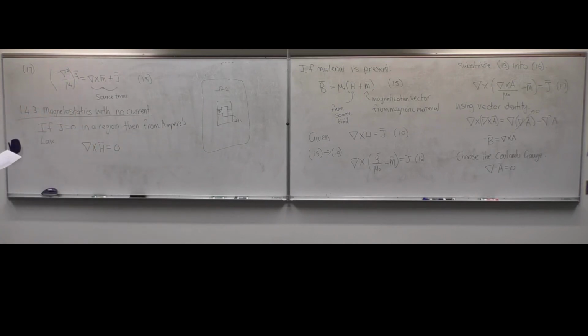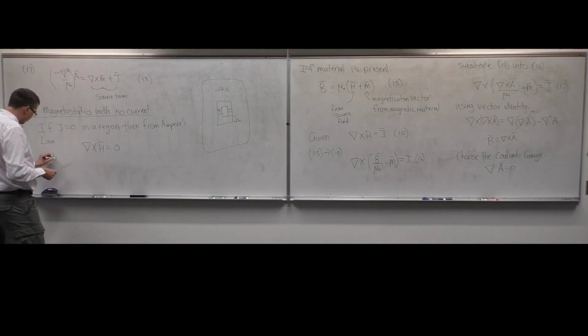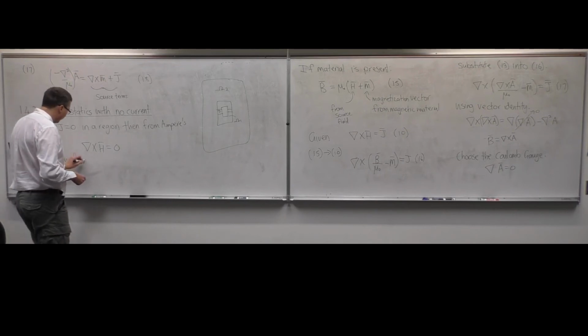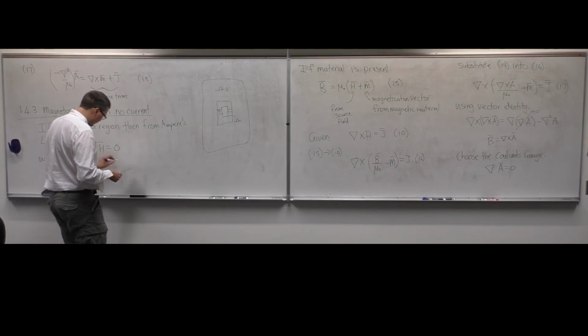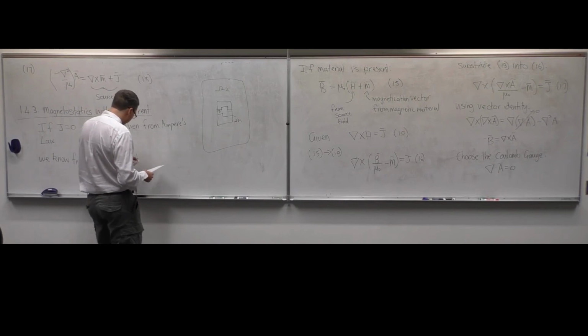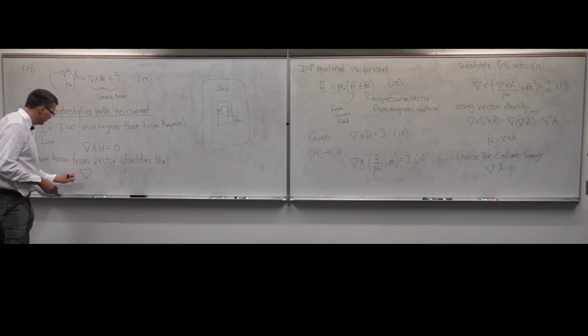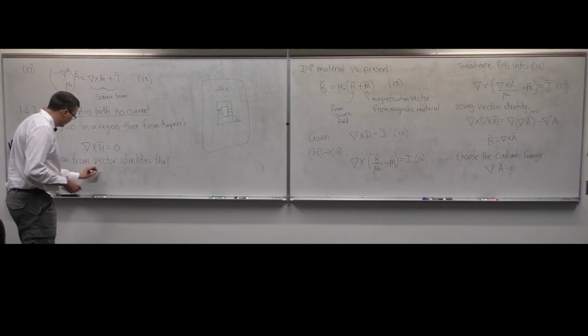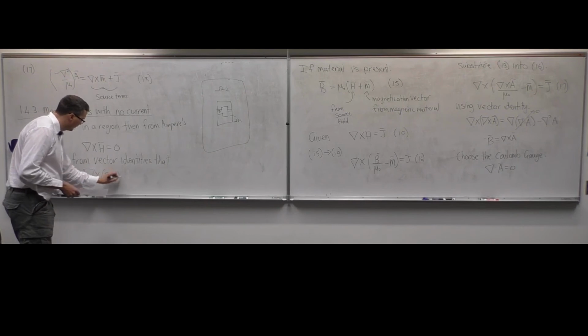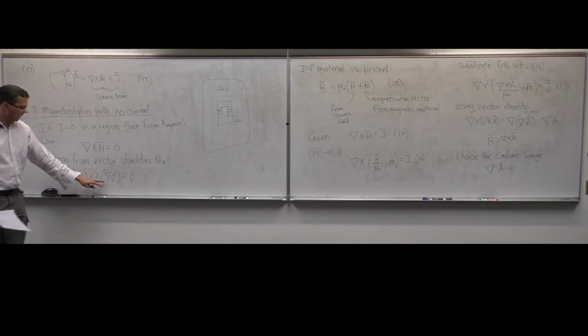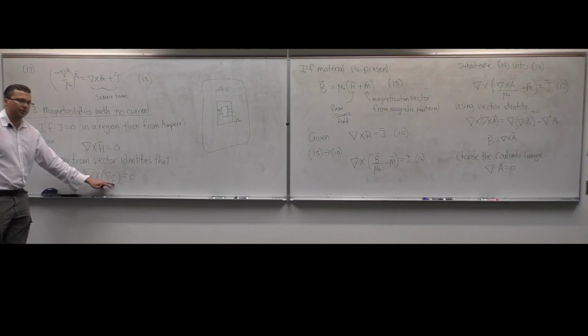Okay, but then, now if you look up in the back of a book, vector identities, you can note that we know from vector identities that del cross del phi is equal to 0, where this is the gradient of some scalar equation.